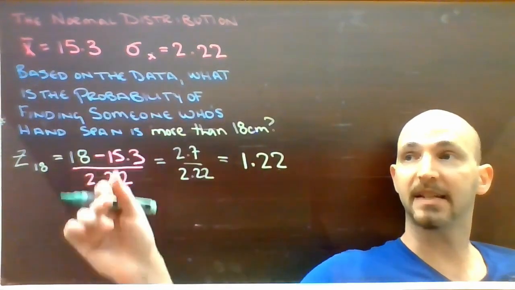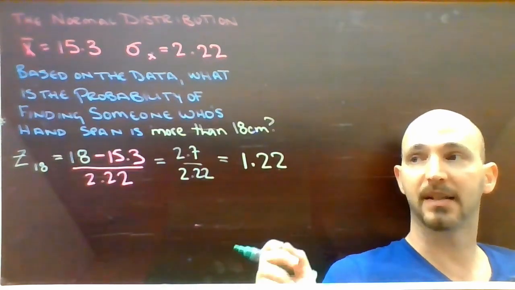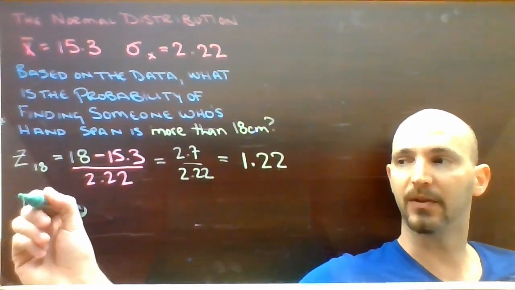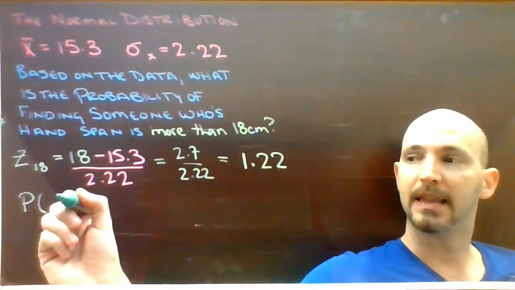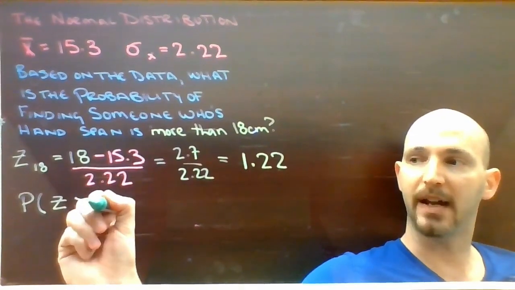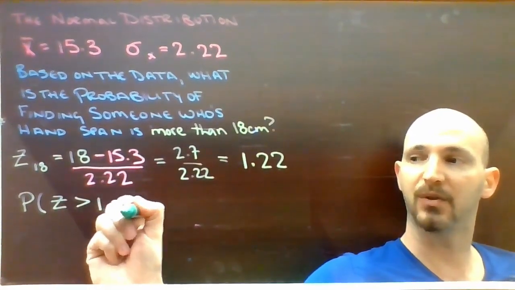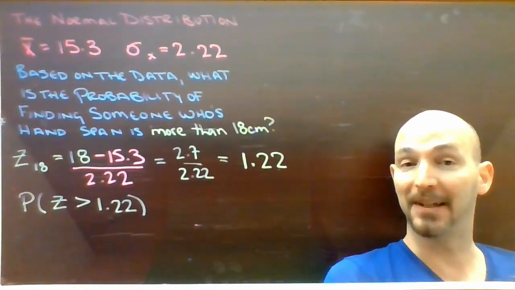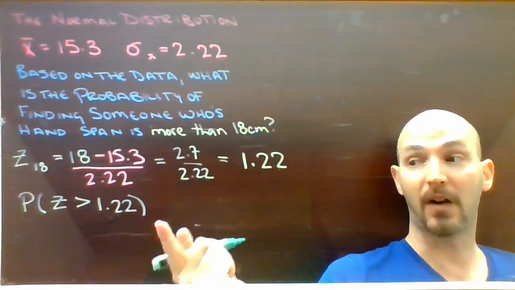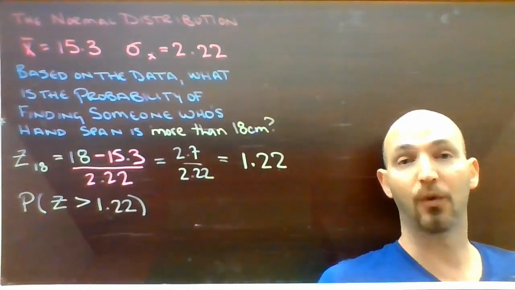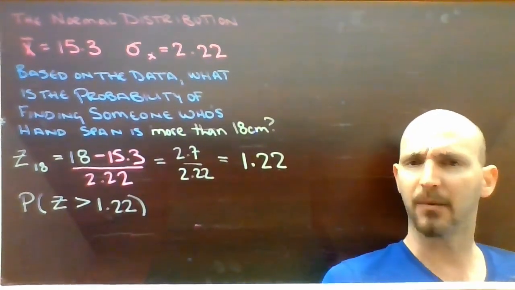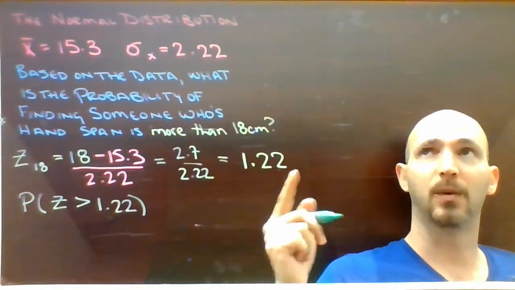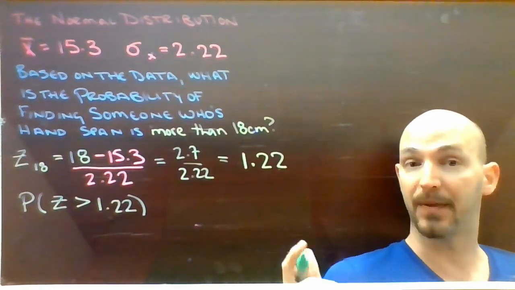So this question, based on the data, what is the probability of finding someone whose hand span is more than 18 centimeters? I am after the probability that Z is greater than 1.22. Now, if you are adept at the internet, you can go on and find a chart that will give you greater than values. It's not really necessary. You only need one chart, either the one that gives you below or above, and then you just stick with that particular one.